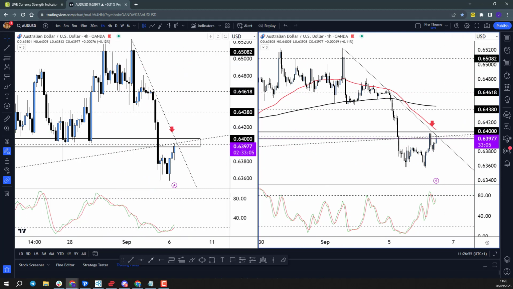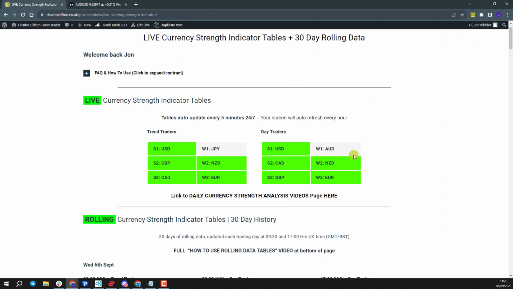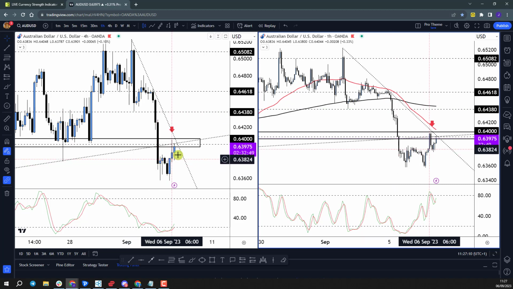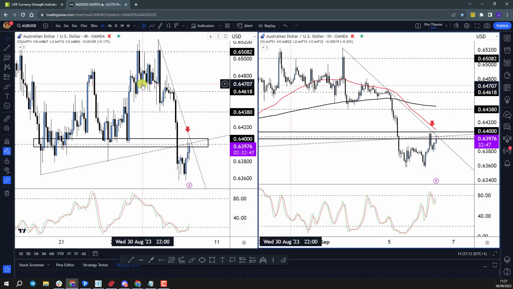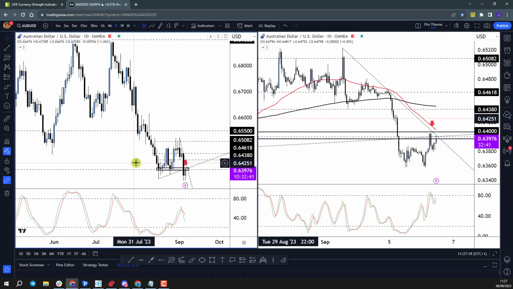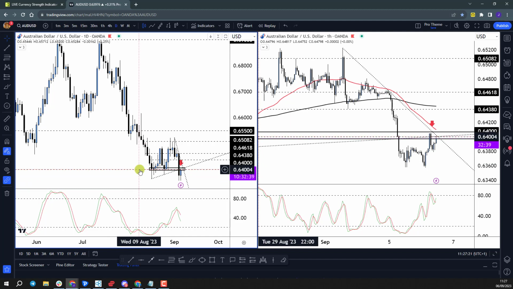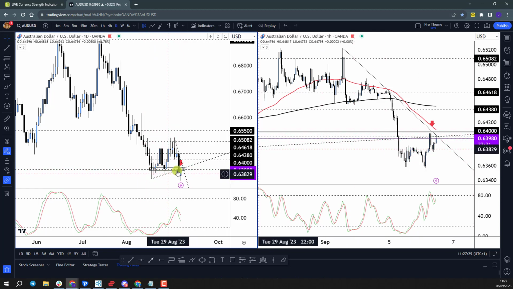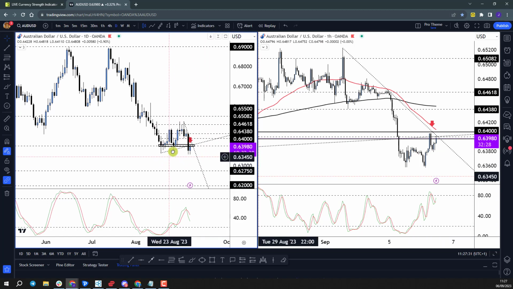Why am I interested in Aussie US dollar? If we flick back over to our tables, you can see it tops the day traders table. Yes, the confluence has gone away from the trend trader side of the table with the Australian dollar, but we had a nice breakout yesterday. It was something we discussed in yesterday's video. If I just go back to the daily time frame on the left hand side here, you can see the 0.64 in here was that level of interest like we discussed. We got that trend line breach as well. So I'm looking to see if we do get that continuation.